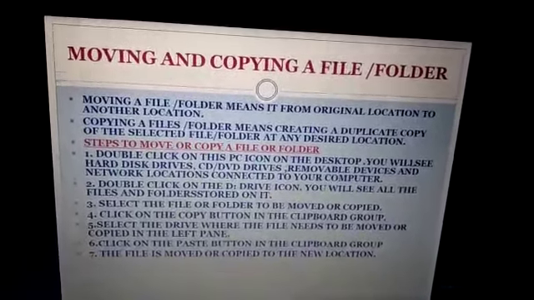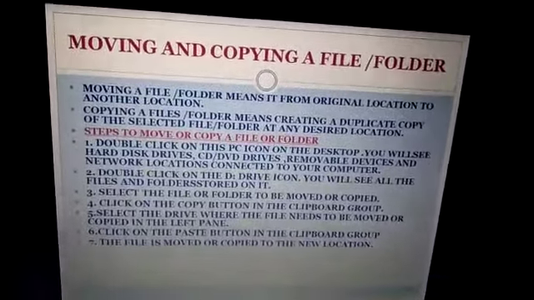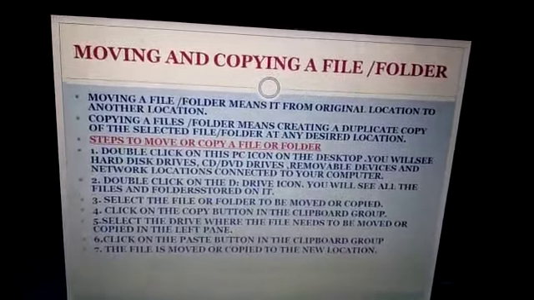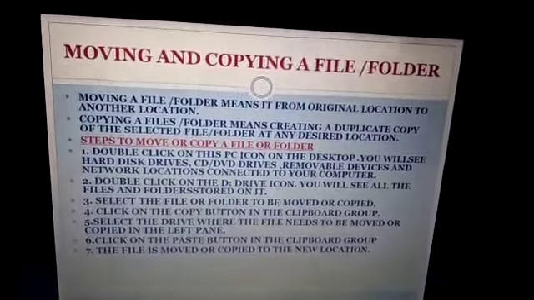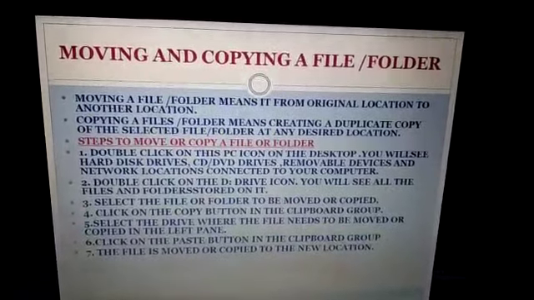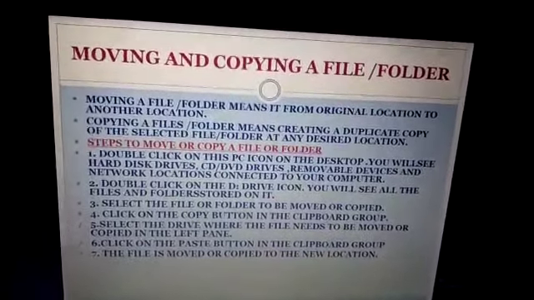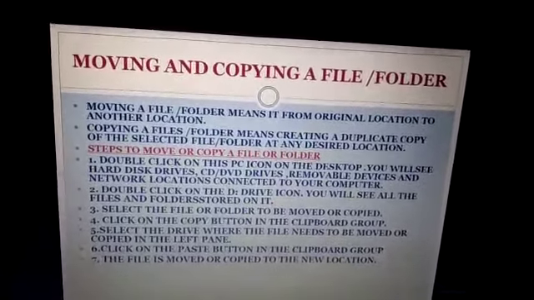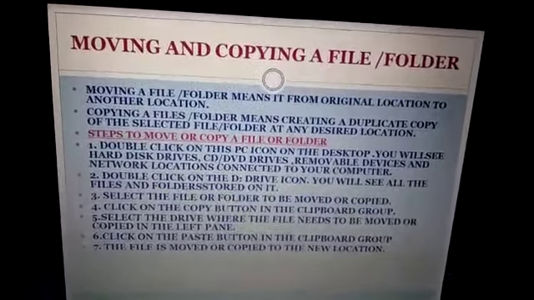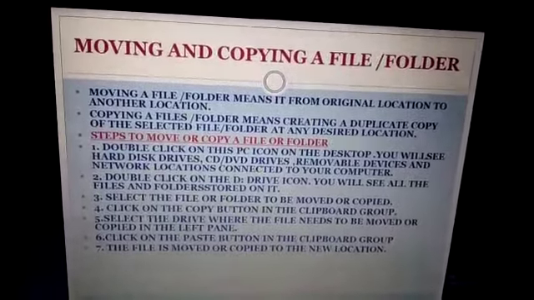Next step is double click on the D drive icon. You will see all the files and folders stored on it. So after opening the This PC icon, we are able to see the different drives and we have to choose one from it. So here we are going to choose the D drive, and after clicking on the D drive we are going to see all the files or folders stored on it. Next, select the file or folder to be moved or copied. We have to select the file which we want to move or copy.